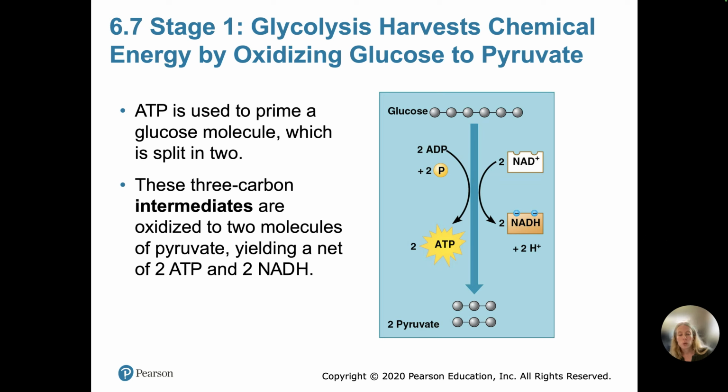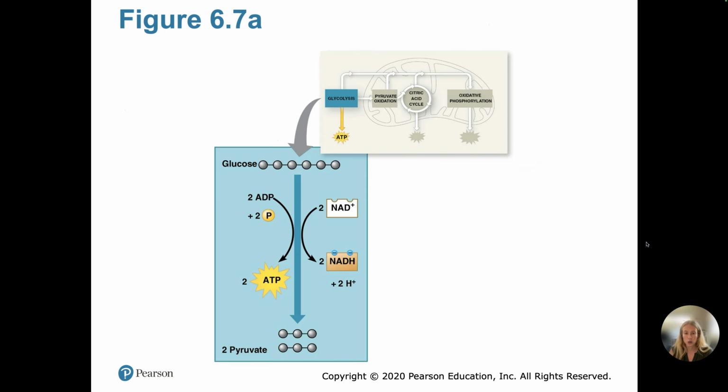In glycolysis, ATP is used to prime a glucose molecule, which eventually is split in 2. Those 3-carbon intermediates will then be oxidized to 2 molecules of pyruvate, which yields a net gain of 2 ATP and 2 NADH. This is the written out explanation of what happens during glycolysis. I think it'll be a little easier to look at this step by step. So that's what we're going to do across the next few slides. A reminder, glycolysis does not occur in the mitochondria. It occurs in the cytoplasm. Glycolysis is when glucose, which is a 6-carbon molecule, is split up into 2 3-carbon molecules called pyruvates, and 2 NADHs are produced and 2 molecules of ATP are produced.